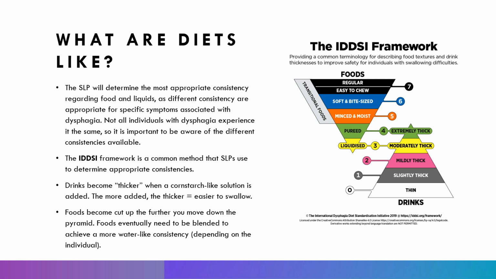So if somebody's trying to swallow, or even if they're not trying to swallow, they're just holding it in their mouth, thin liquids can run right to the back of the throat a lot quicker and enter the airway than a thick liquid. Foods become more cut up the further you move down the pyramid. You can see that a lot of the food and drink consistencies tend to overlap. Foods eventually need to be blended to achieve a more water-like consistency if you get to that level. Again, this is completely dependent on the individual, and it's up to the assessment process of the speech-language pathologist.